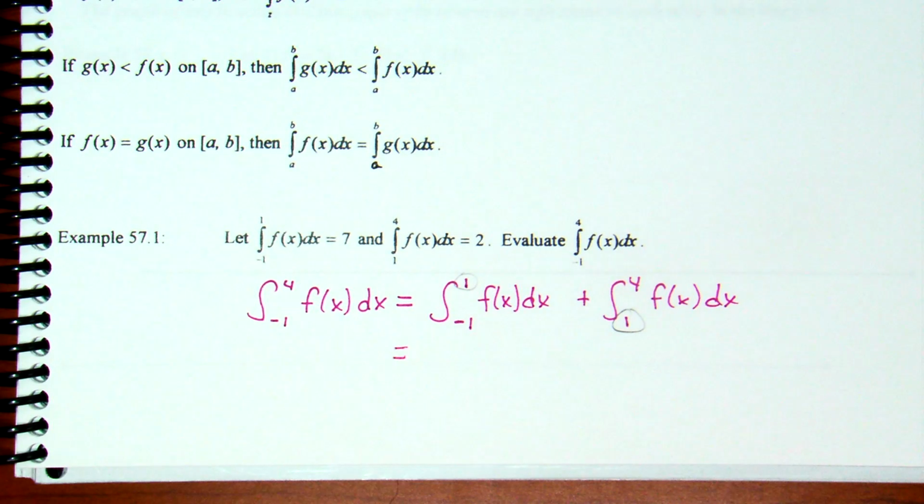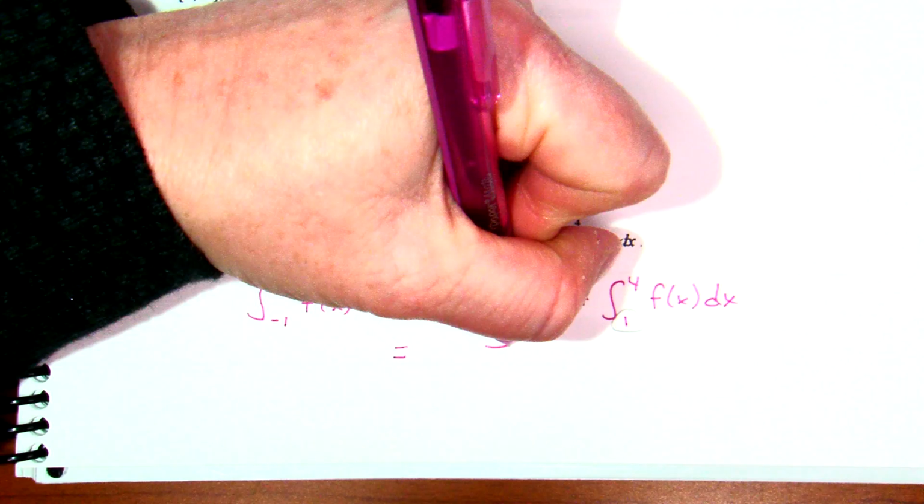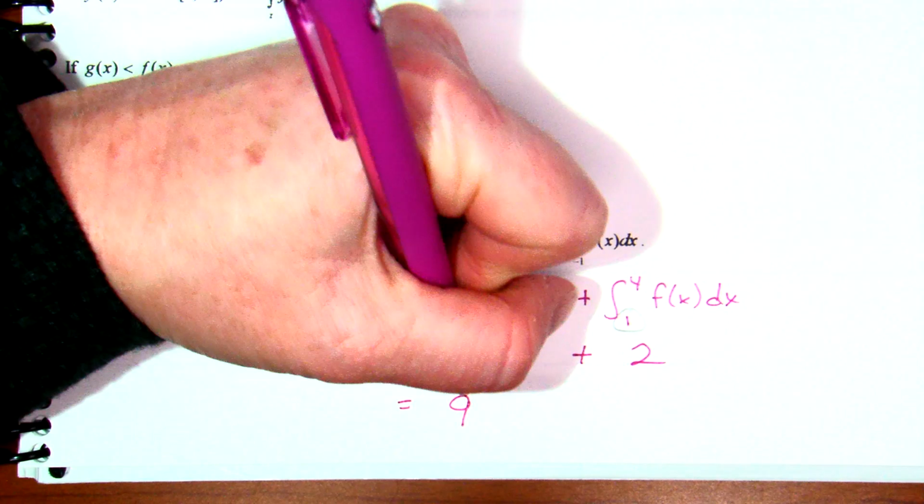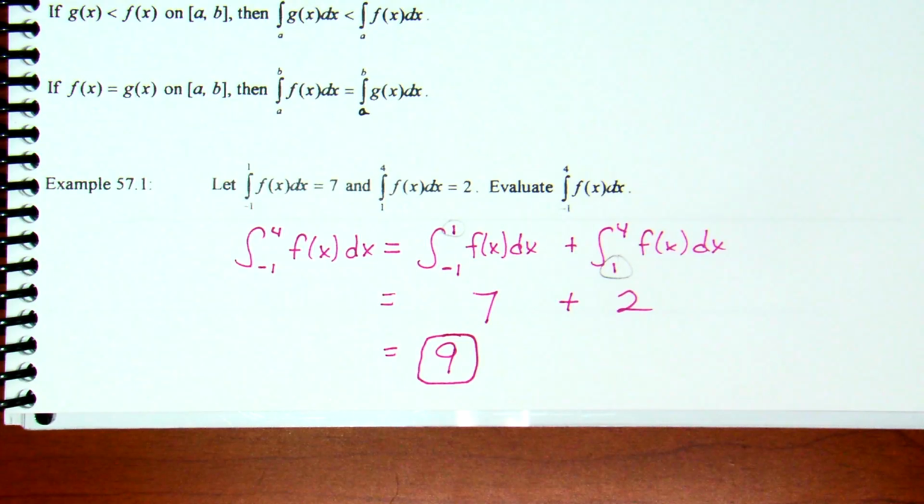The nice part is they just so happen to tell us the values of these two integrals, didn't they? The value of the integral from negative 1 to 1 was 7. The value of the integral from 1 to 4 is 2. And 7 plus 2 is 72 in Nathan's world. I'm not going to write 72 down. I'm going to go for 9.